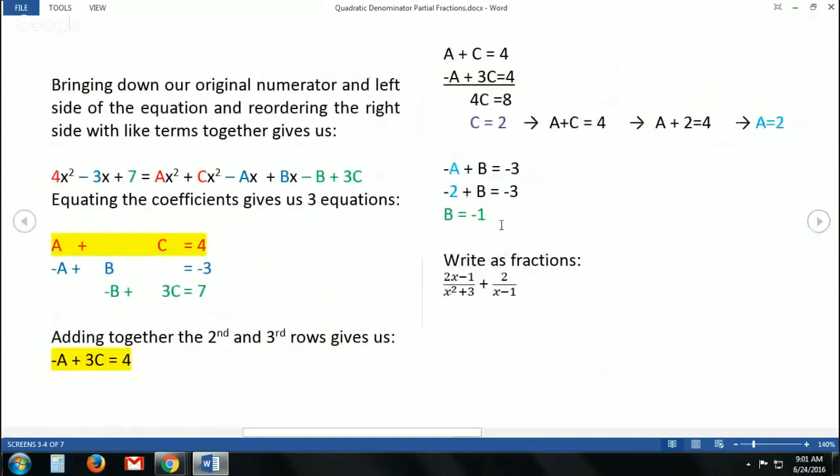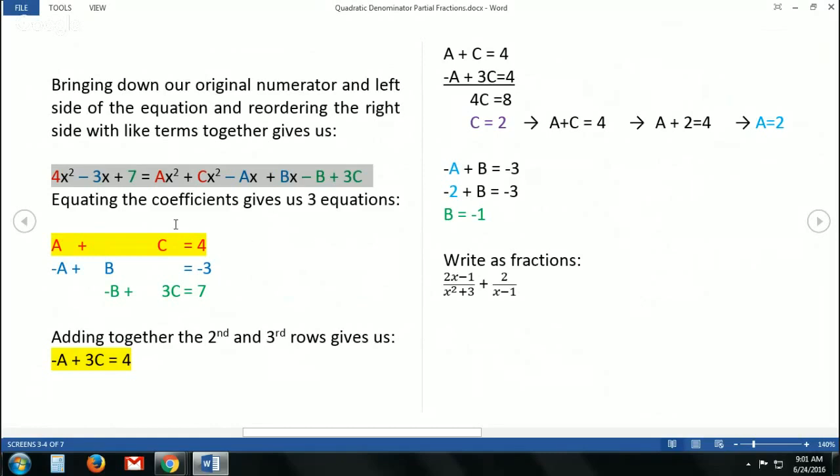When we do that, and bringing down the original numerator on the left-hand side, we'll end up with this line. Notice that my squares are side by side. My x's are now alphabetical and side by side. And the things that didn't have an x tied to them are together and side by side in alphabetical order.